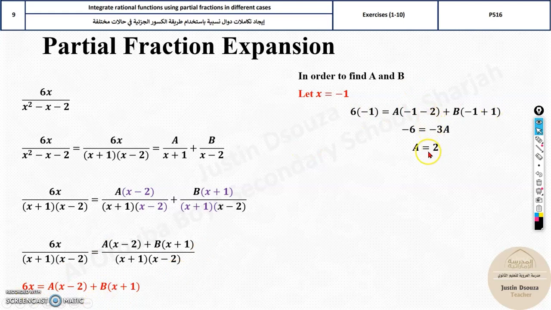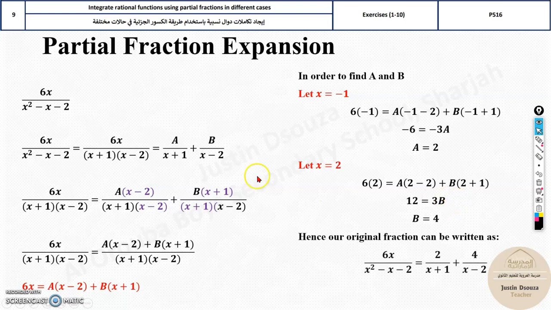You will get a as 2. So now you have found the a value. And what next? You need to put x as 2 over here for the next b value. Solve it, you will get the b value, that is 4. So this is how we can find a and b. And now we can rewrite this fraction. The given one is equal to this.